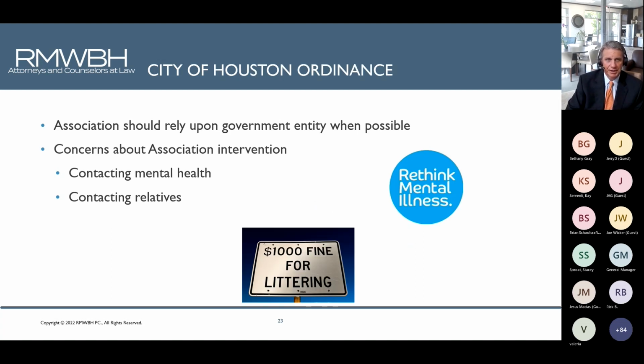This is actually a City of Houston ordinance. Associations rely upon the government entity when possible. This is dealing with really more of mental health. We're seeing a lot of that. We're seeing issues related to folks that are struggling with stress and frankly everything that's happened between the COVID and what have you. There's a lot of this that we're seeing, substance abuse, that sort of deal.